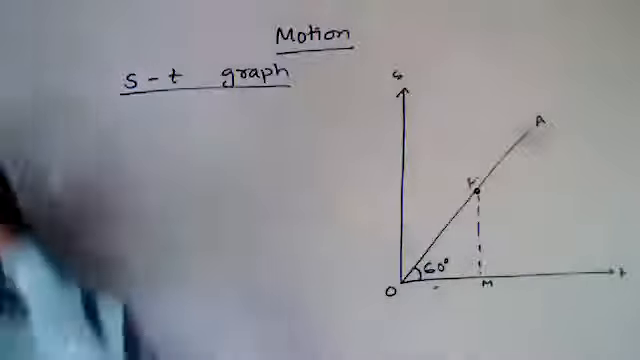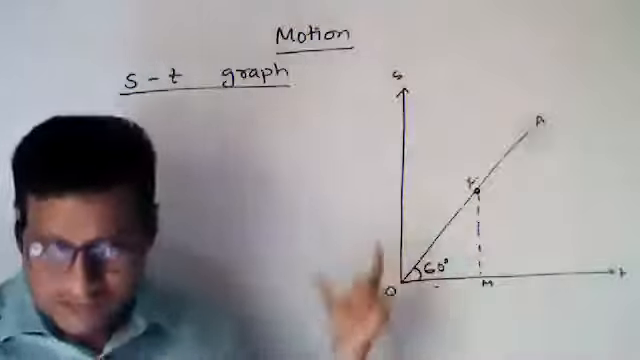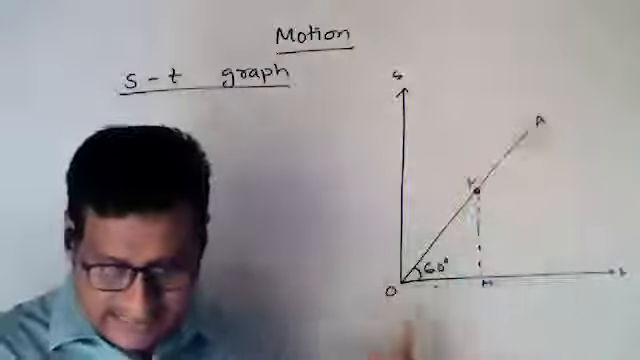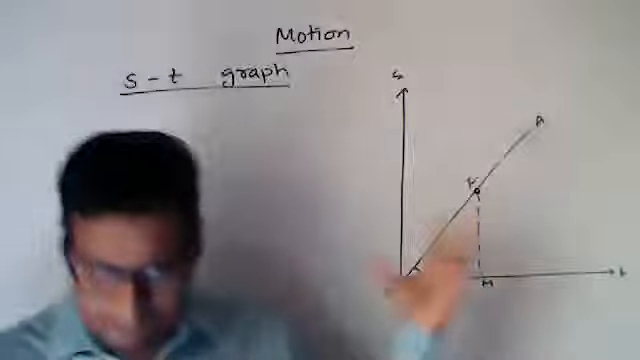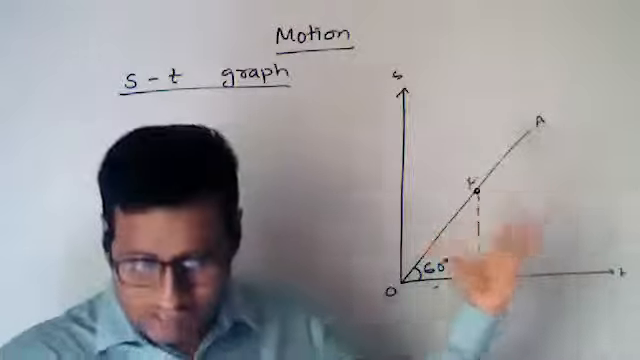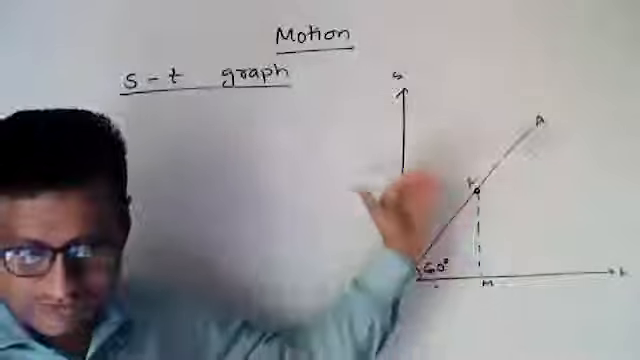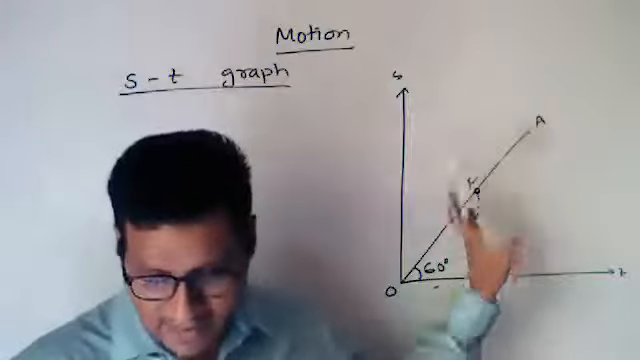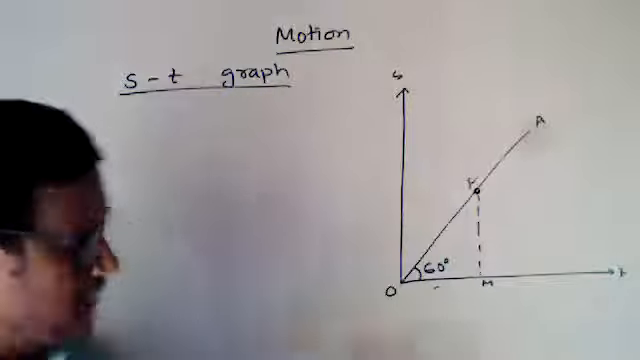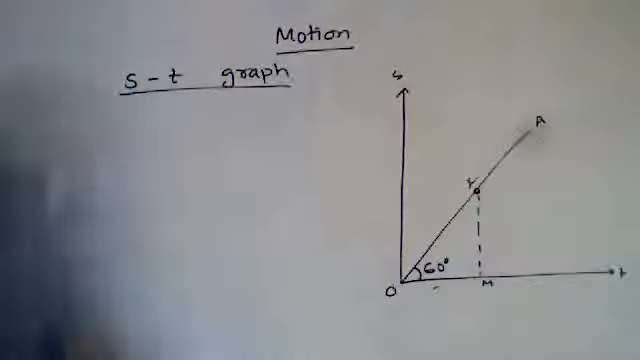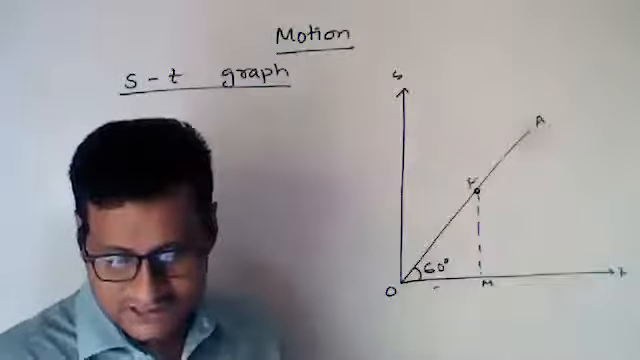In a displacement-time graph, if the graph is a straight line, then we can say this is uniform motion, because the change of displacement with respect to time is the same for equal time intervals, so it is uniform velocity. You have to remember this. You can determine the displacement by using this formula.